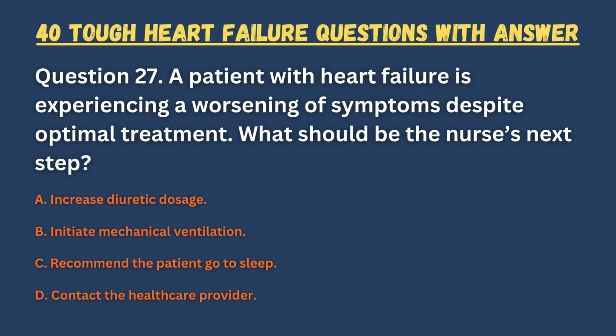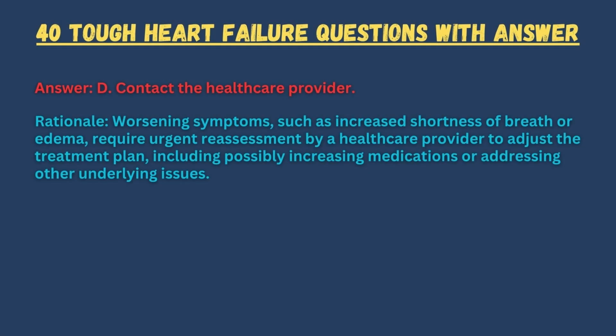Question 27. A patient with heart failure is experiencing a worsening of symptoms despite optimal treatment. What should be the nurse's next step? A. Increase diuretic dosage. B. Initiate mechanical ventilation. C. Recommend the patient go to sleep. D. Contact the healthcare provider. Answer: D. Contact the healthcare provider. Rationale: worsening symptoms, such as increased shortness of breath or edema, require urgent reassessment by a healthcare provider to adjust the treatment plan, including possibly increasing medications or addressing other underlying issues.